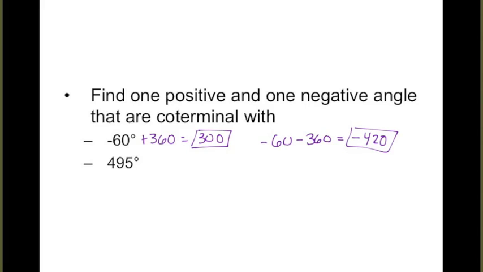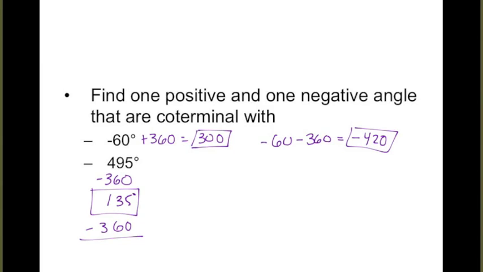For 495, I could add 360 to that, and that's totally fine. I'm going to start by, though, subtracting 360, which leaves me with 135, which is still positive. So if you're asked to give one positive and one negative angle, I have a positive one. To get a negative one, I'm going to subtract again, because you can add and subtract as many times as you want, and the goal is one positive answer and one negative answer. So if my starting angle is already bigger than 360, I'm going to need to subtract more than once.